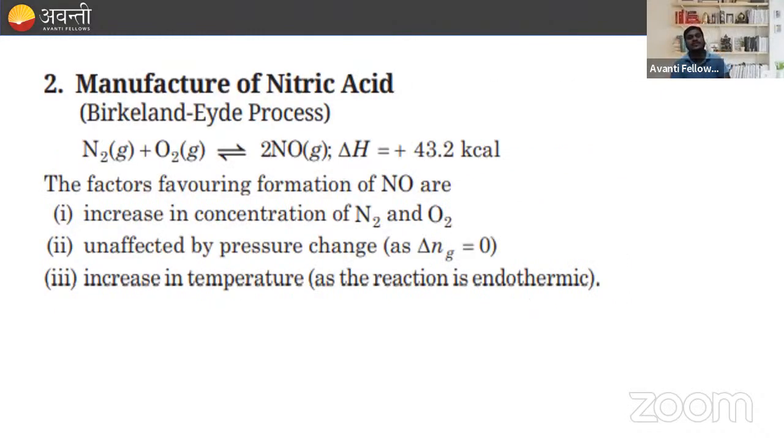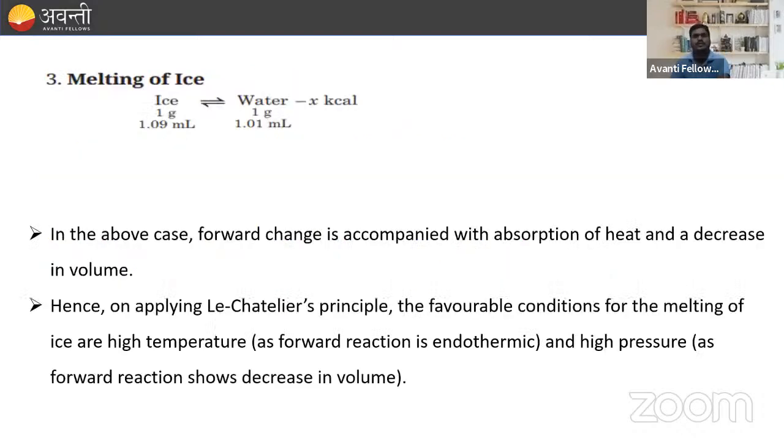Now, similarly, for the manufacturing of nitric acid. Basically, N2 combines with O2 to form 2NO, and this NO combines with H2O to give nitric acid. So the factors favoring the formation of NO are an increase in the concentration of N2 and O2, unaffected by pressure change, that is, delta Ng is equal to 0, and an increase in temperature as the reaction is endothermic, right?